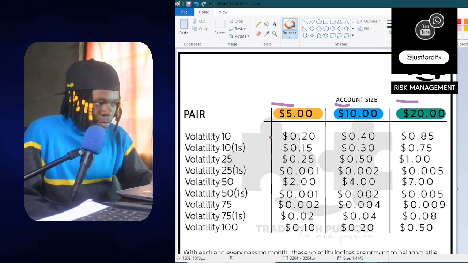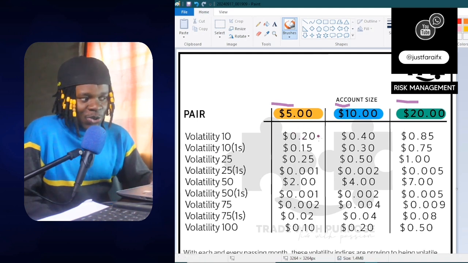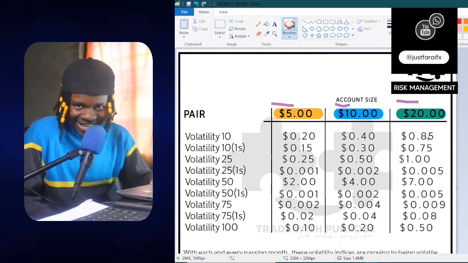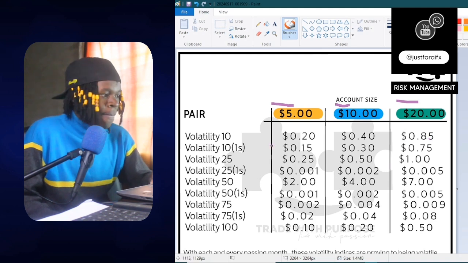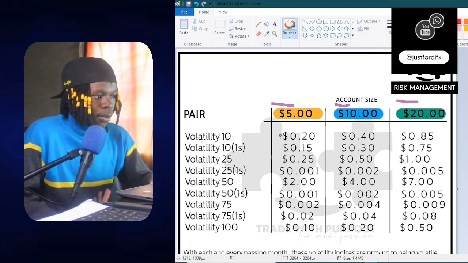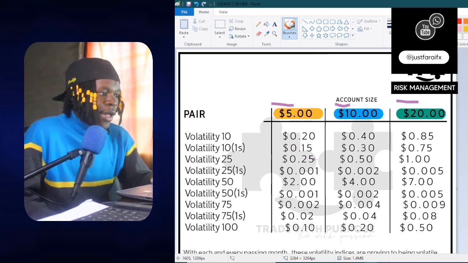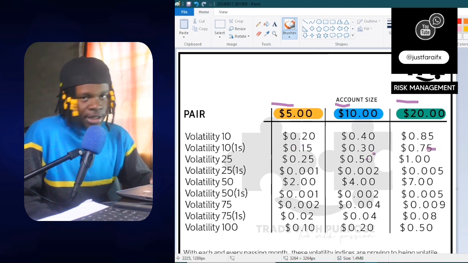So on V10, when I'm trading a $5 account, I use a 20 cents lot size. Then on $10, I use 40 cents. Then on $20, I use 85 cents. With this 85 cents, I don't want to lie, guys, it moves really wild. Then on V10 1S, on a $5 account, I use 15 cents, and here the minimum is 50 cents as usual. And on $10 I use a 30 cents lot. Then on $20 here I use a 75 cents lot size.